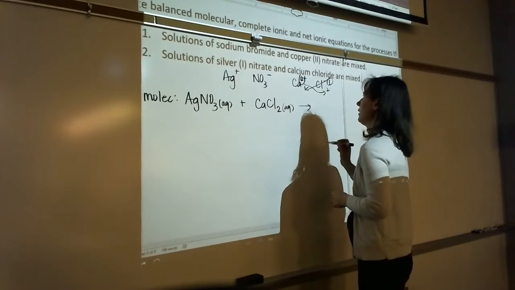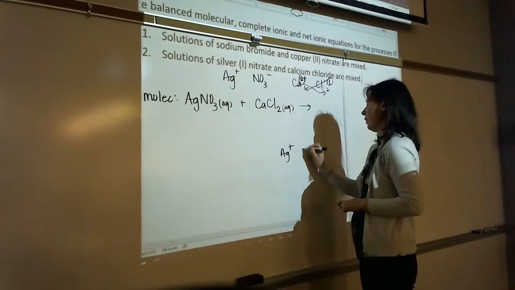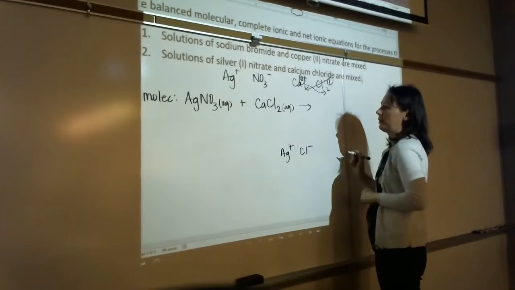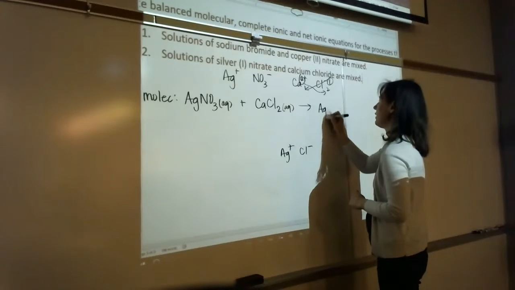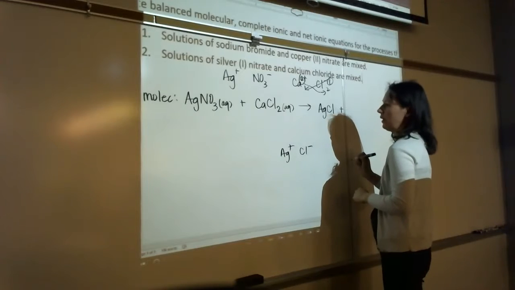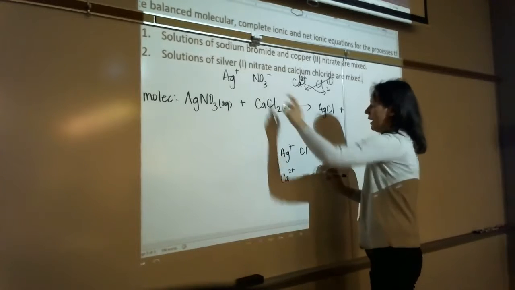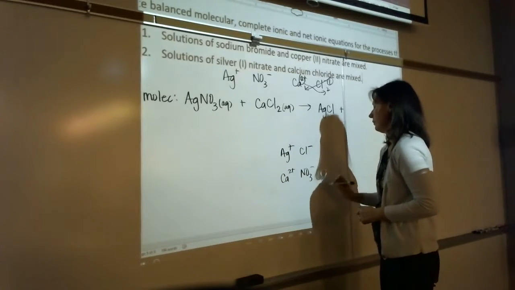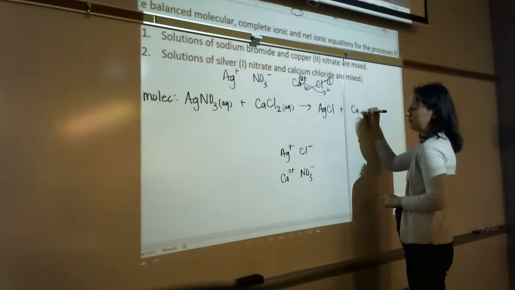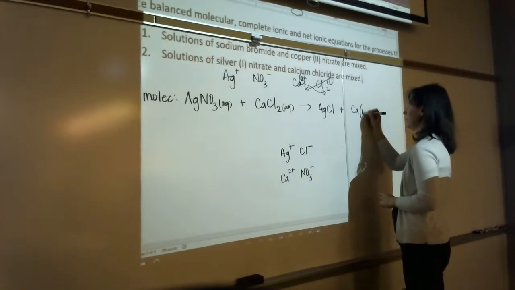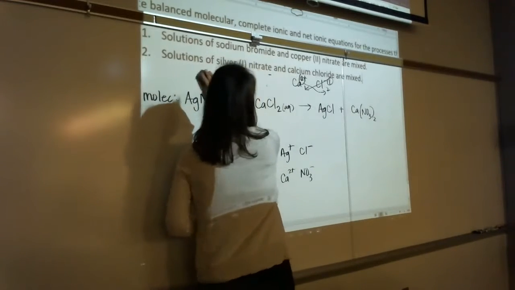So my products, Ag+ is going to get together with Cl-. So what's that formula going to be? AgCl. We'll look up the solubility in just a second. And now our other product is going to be calcium ion. It's going to get together with nitrate ion. So what's that formula going to be? Ca what? Ca(NO3)2. All right, let's balance this, and then we'll look up our solubilities.